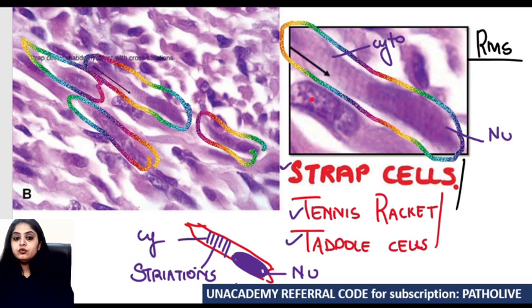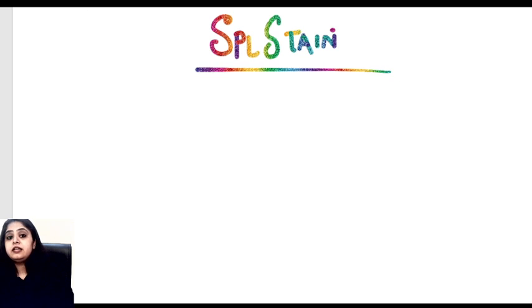Examiner might not zoom into that extent, right? And you don't have the option of zooming in the exam or looking at a higher power. So the examiner will ask you, if you're not seeing striations, is there any special test? Is there any special stain by which I can see the striations of a skeletal muscle?